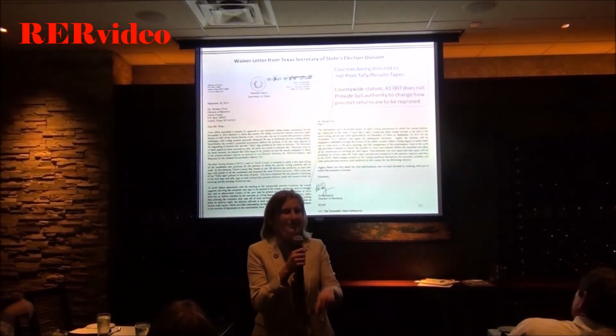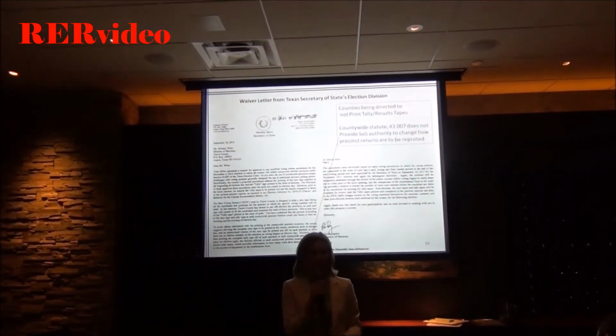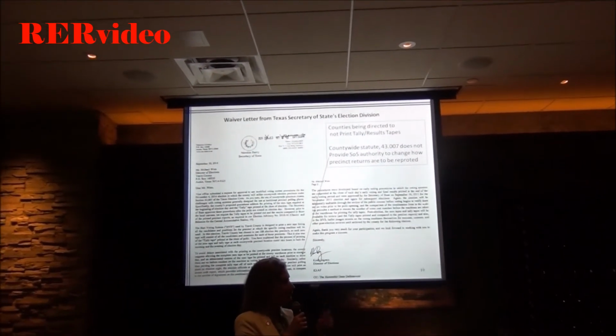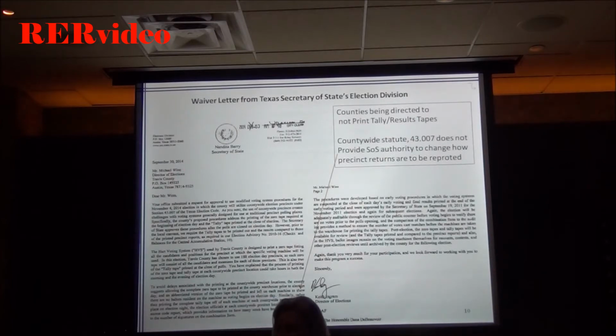Suppose we asked the county why they didn't print this tape. And they said, well, we got a waiver to law from a bureaucrat in the Secretary of State's office. His name is Keith Ingram. He sent a letter out saying, and actually this was for the general election, they never got a waiver for the runoff. I was in a runoff, okay?